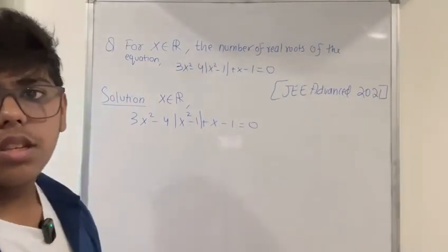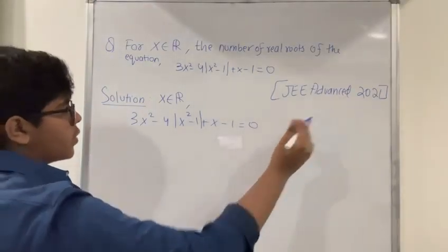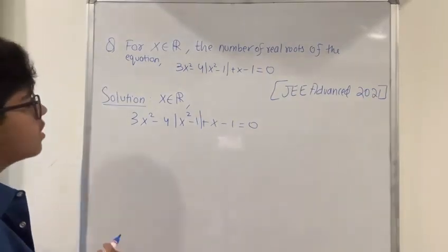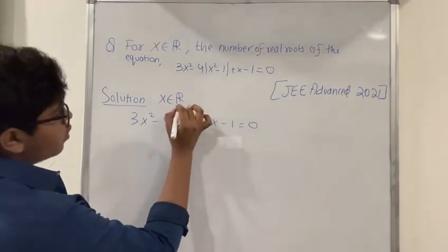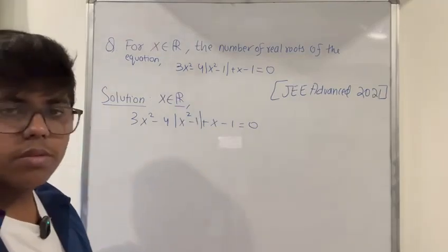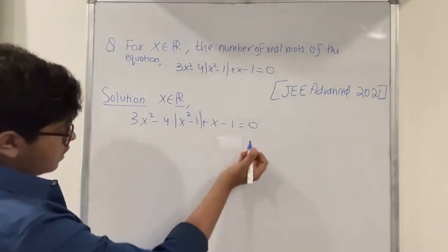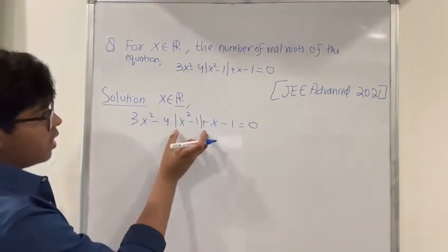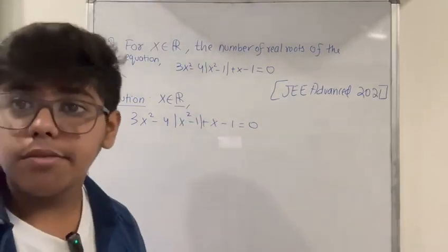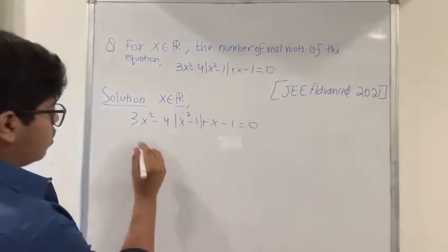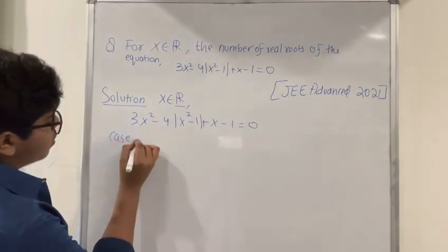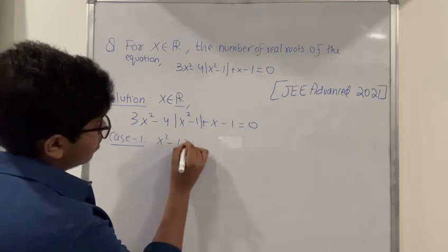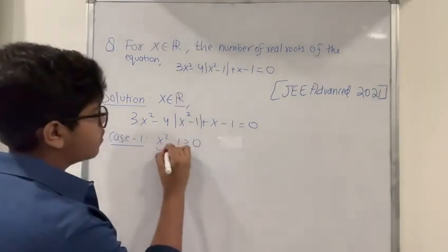Hey guys, so this is a JEE Advanced 2021 question from the chapter Quadratic Equations, right? It has been given that x belongs to the set of all real numbers, and this equation has been given. So clearly you can see that this equation has a modulus function. So we'll have to create two cases here. So case 1 would be that x squared minus 1 is greater than or equal to 0, right?